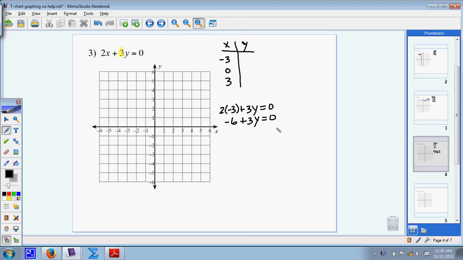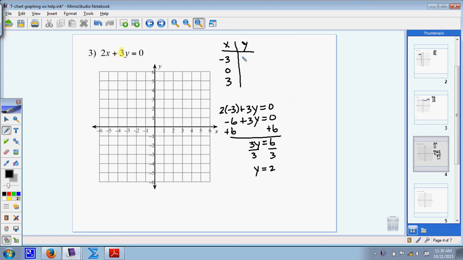If you notice, it's a two-step equation here, something we did all the way back in chapter 1 and have been doing all year long. So I have 3y is equal to 6. That means that y is simply equal to 2.